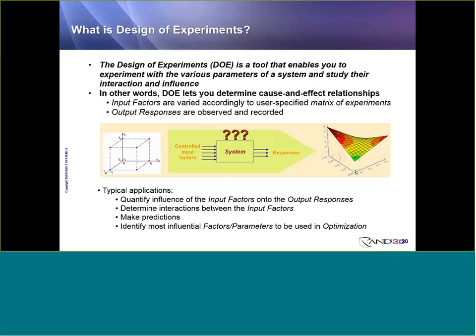Like how this picture shows here, you have some system and you don't really know its behavior. It could be not as obvious. So you set up some controlled input parameters, which are varied according to user-specified matrix of experiments, and then you observe and record output responses. Why do you want to do that? Well, these are several typical applications. You can quantify influence of the input factors onto the output responses. You can also determine interactions between the input factors. It enables you to create predictions, and also you can identify the most influential parameters to be used in optimization to speed up the process.